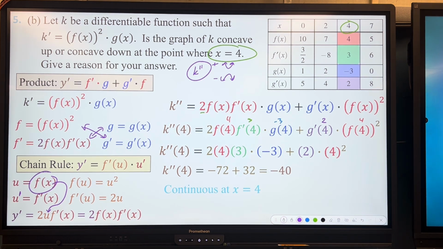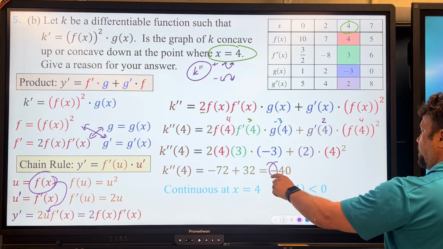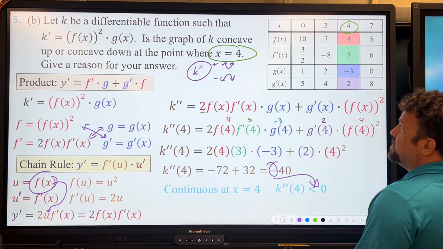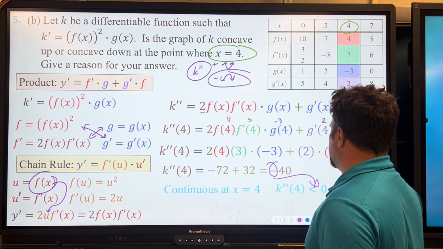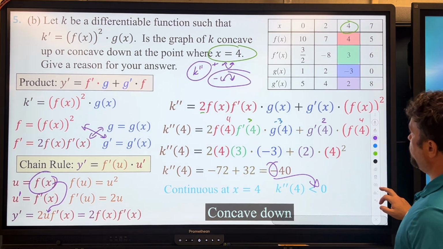So we know it's continuous at x equals 4. All right? So k double prime of 4 is less than 0. All right? Negative means it's less than 0. And since it's negative, it means it is concave down. Okay?